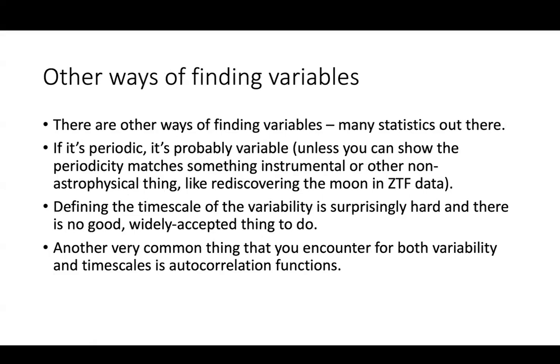There are other ways of finding variables than I've shown here. There are many statistics out there. If it's periodic, it's probably also variable, unless you can show that the periodicity matches something instrumental. For example, if you're looking for really long timescale things in ZTF data and you come up with something that's about 28 days, you might have rediscovered the moon, because the moon causes scattered light in the ZTF data. So if you're finding something with a suspicious non-astrophysical cause, you need to think about that when you're looking for periodicities in these data.